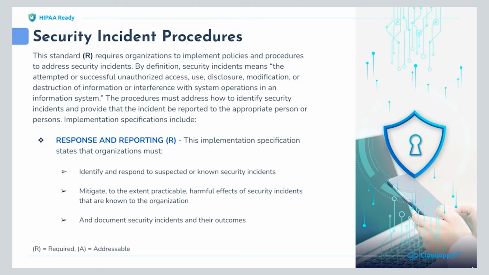Security incident procedures. This standard requires organizations to implement policies and procedures to address security incidents. By definition, security incidents mean the attempted or successful unauthorized access, use, disclosure, modification, or destruction of information or interference with system operations in an information system. The procedures must address how to identify security incidents and provide that the incident be reported to the appropriate person or persons. Implementation specifications include response and reporting.